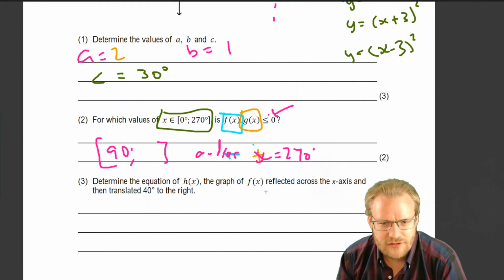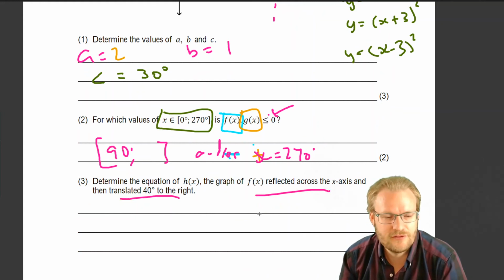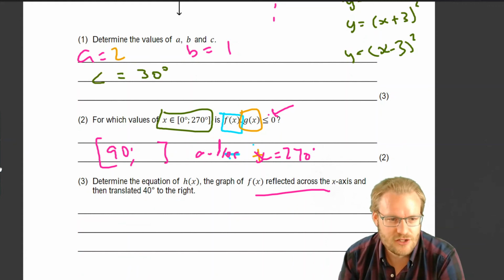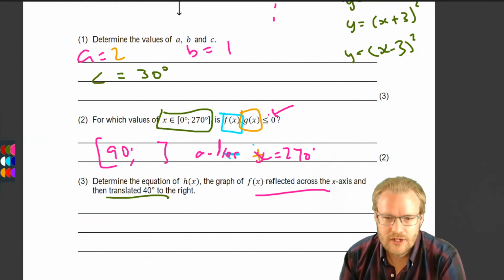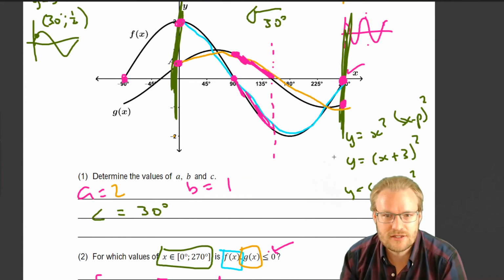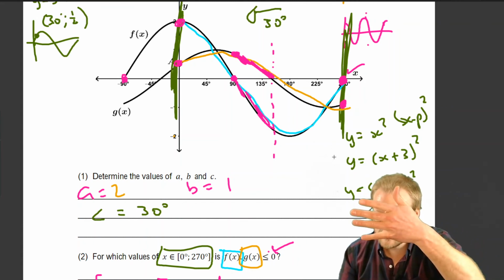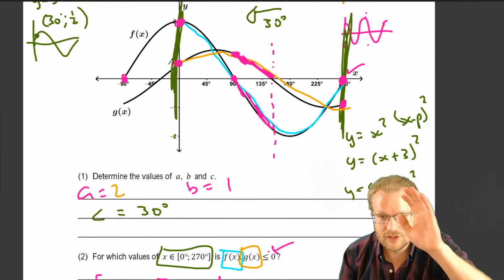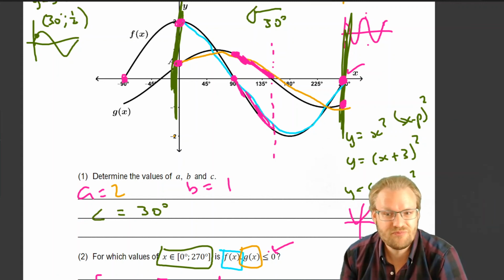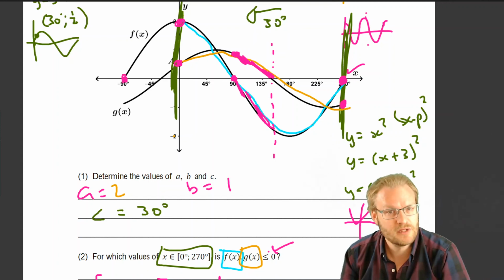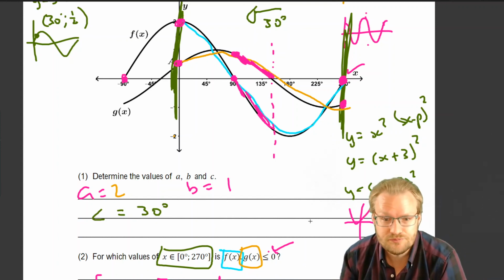Determine the equation of h of x if the graph is reflected across the x-axis, then translated 40 to the right. So let's just see what each of these things does. Okay, reflected across the x-axis. If something is reflected about the x-axis, what do we do? If we had a happy parabola and then we reflected it to make a sad parabola, what do we do? You just multiply it by -1. Okay, so multiply the whole thing by -1.